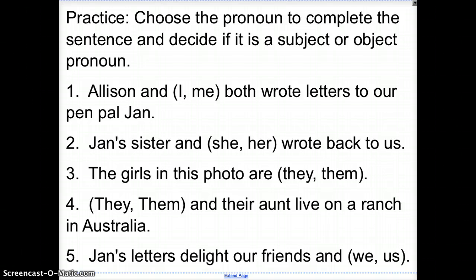So number 1, find the verb. Then decide which one you're going to pick and write down, is it subject or object?